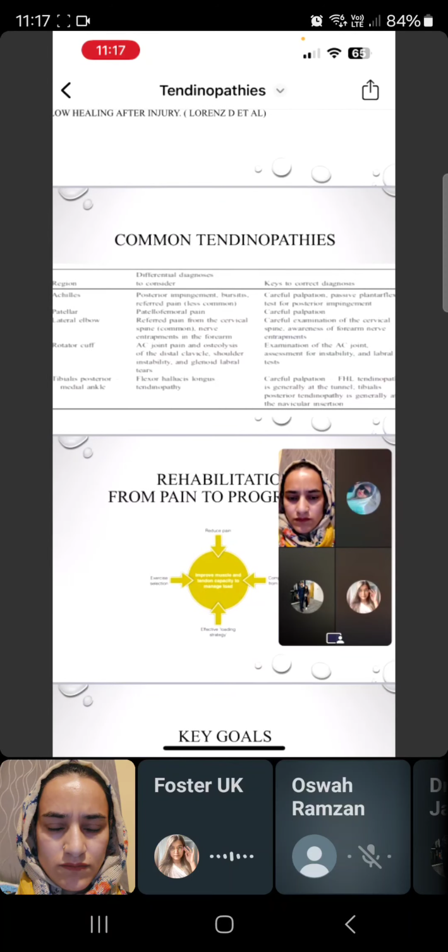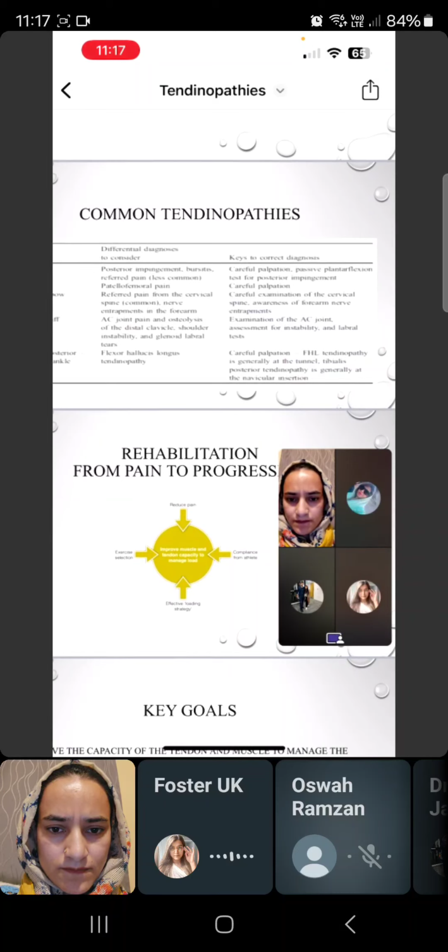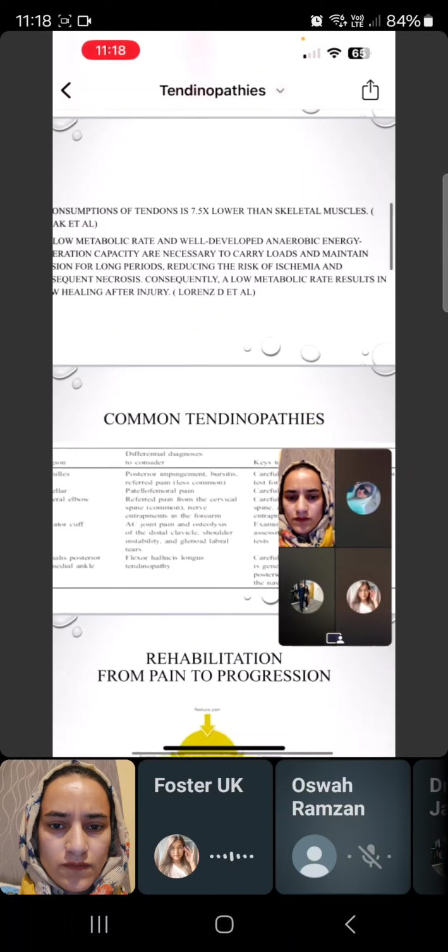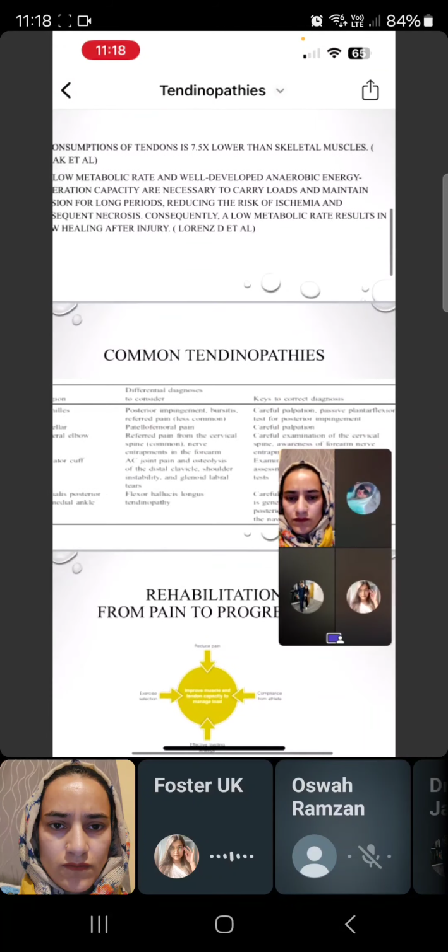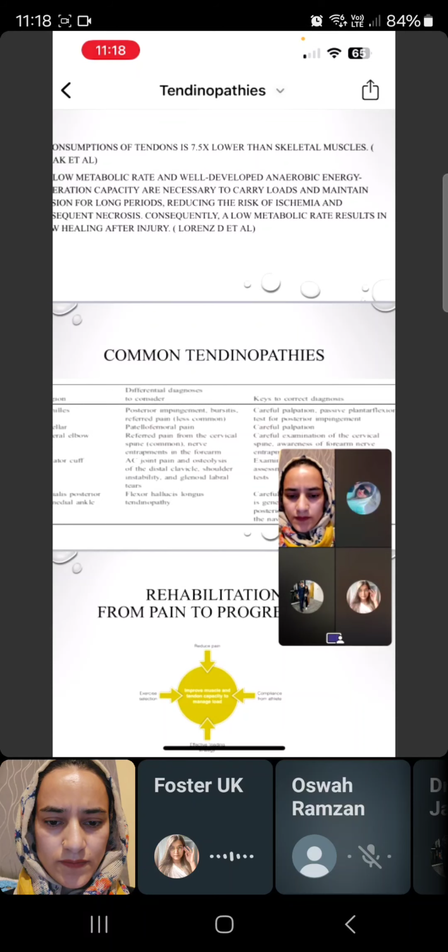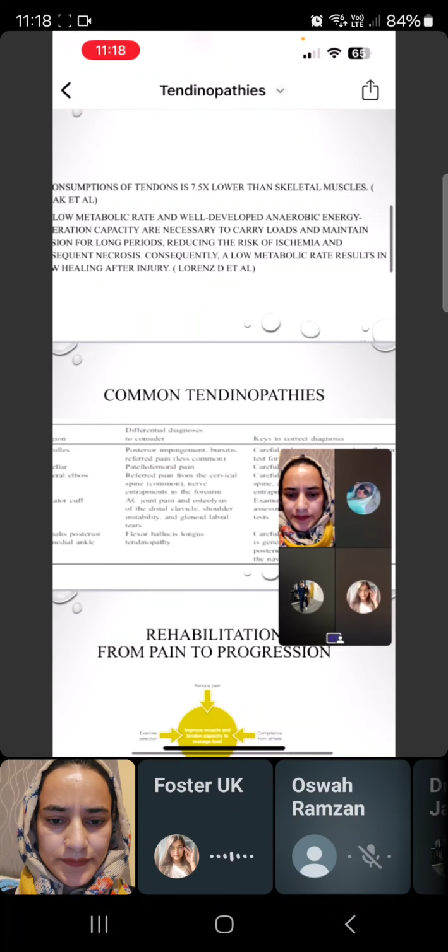Rotator cuffs, examination of the AC joint as discussed, any instability, any labral tests. And when we're talking about tib post, flexor hallucis longus, as I've already explained, is more in the tunnel, which is on your malleolus. However, tib post tendinopathy is generally more at the navicular insertion. So that was a little bit of explanation of tendinopathies and differential diagnosis. I'm not indulging more into differential diagnosis because when we talk about individual tendinopathies in detail, we'll talk about their diagnosis, how to rule in and how to rule out. Today is all about the general principles of rehabilitation of tendinopathies.